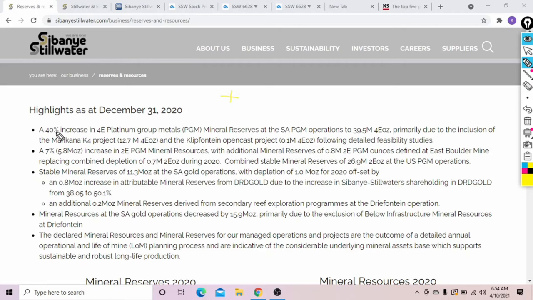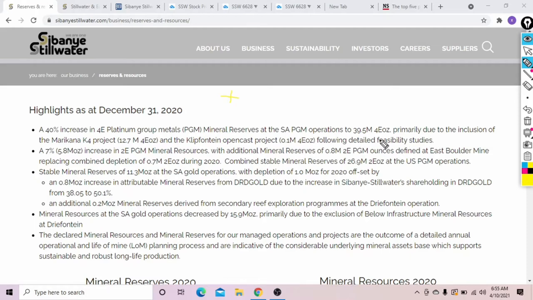You see an increment of 40% in this block of ground that is ready to be mined currently and make profit. That is good. This increase is caused primarily by the inclusion of the Marikana K4 project. This is the Marikana mine, and they have a project there that has proved to be economically feasible. Actually, it can be mined and you can make money out of that mine at Marikana. According to this report, it has added 12.7 Moz of platinum, and also the Klipfontein open cast project, another mine, a surface mine, which has 0.1 Moz following the detailed feasibility study.